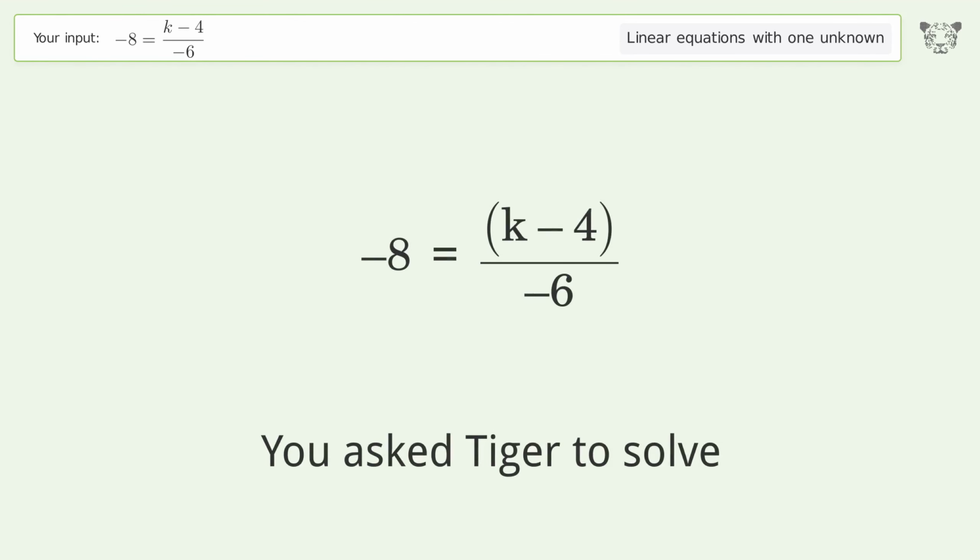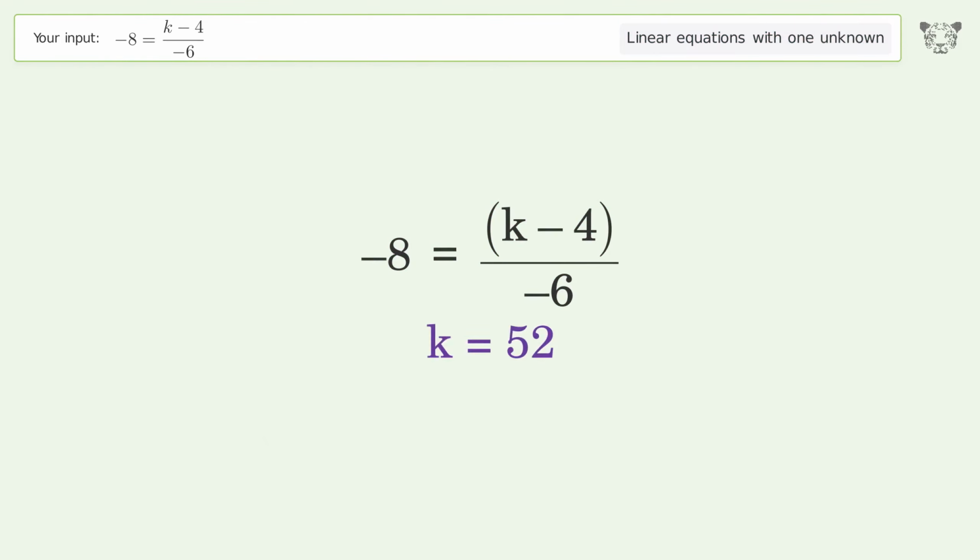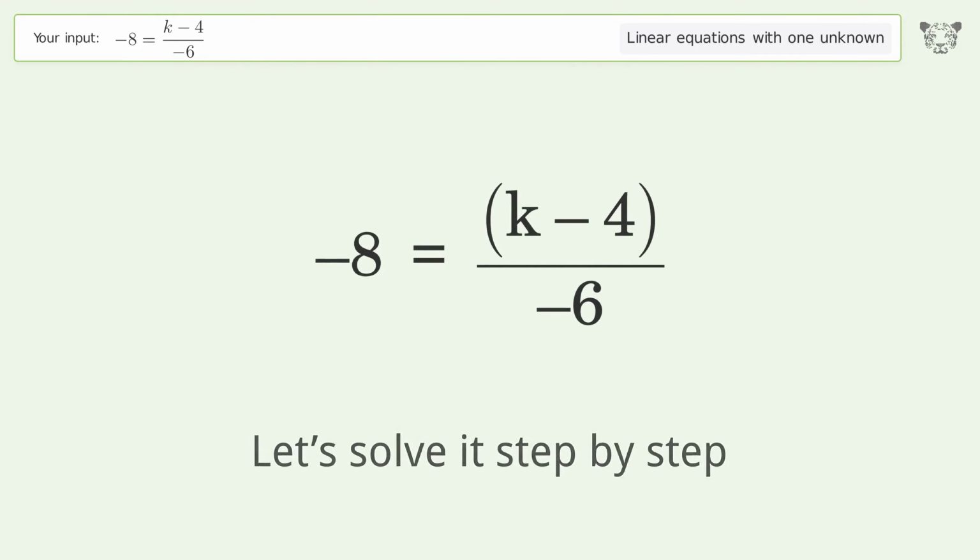You ask Tiger to solve. This deals with linear equations with one unknown. The final result is k equals 52. Let's solve it step by step.